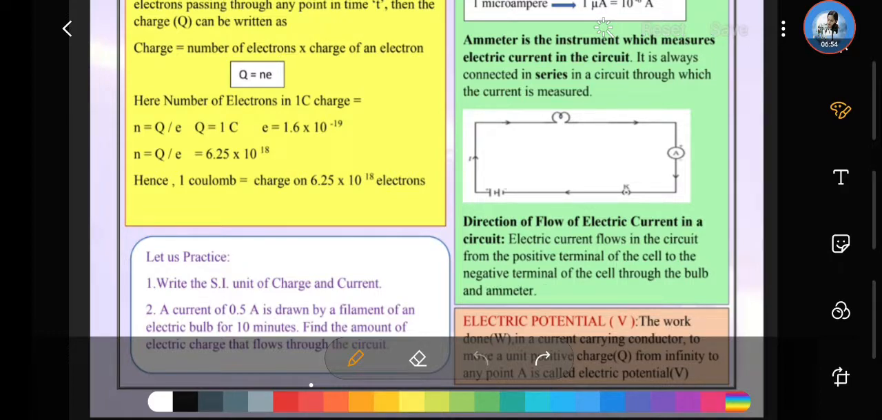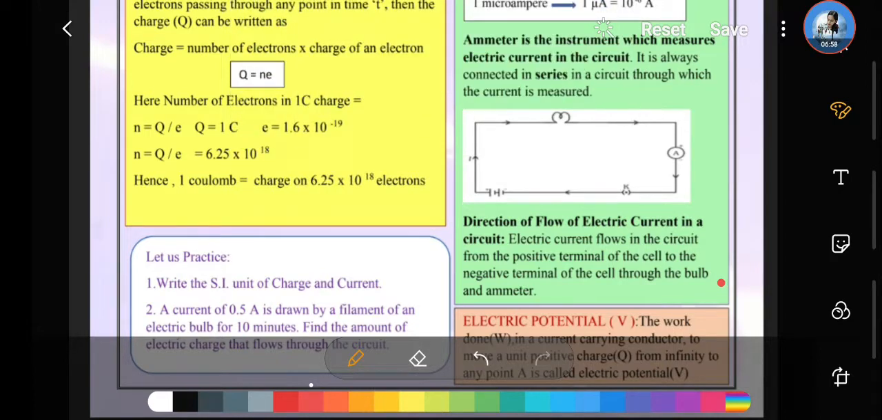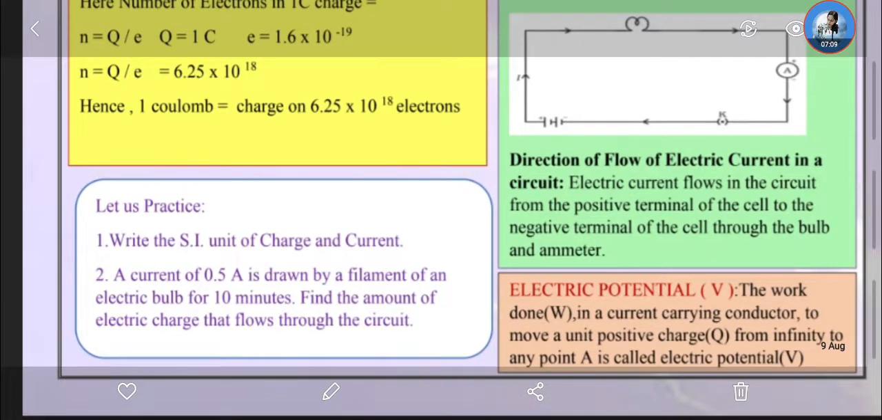And what is the electric potential? Electric potential is the work done to move a unit charge from infinity to any point. If you have to move a charge from infinity to a particular point, the amount of work done by you is called electric potential.